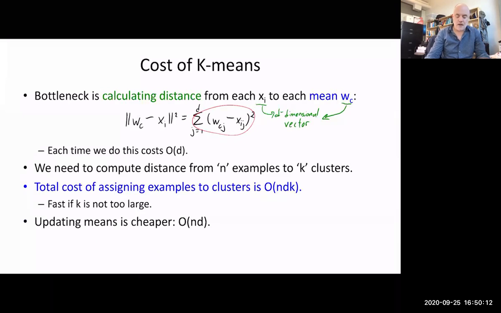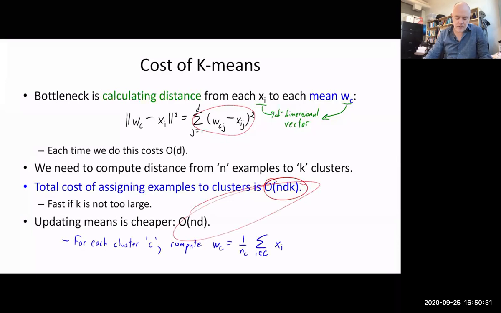So the total cost of assigning examples to clusters is O(NDK), which is not so bad if k isn't too large. Updating the means is cheaper. You just have to look at all the examples and sum them up to compute the means. We don't know how long it takes to terminate, so the per step computational complexity is dominated by O(NDK), and that's the end of the story. So this is just a mean update. It's sort of obvious: you just sum over the objects in the cluster and then divide by the number of objects in the cluster.